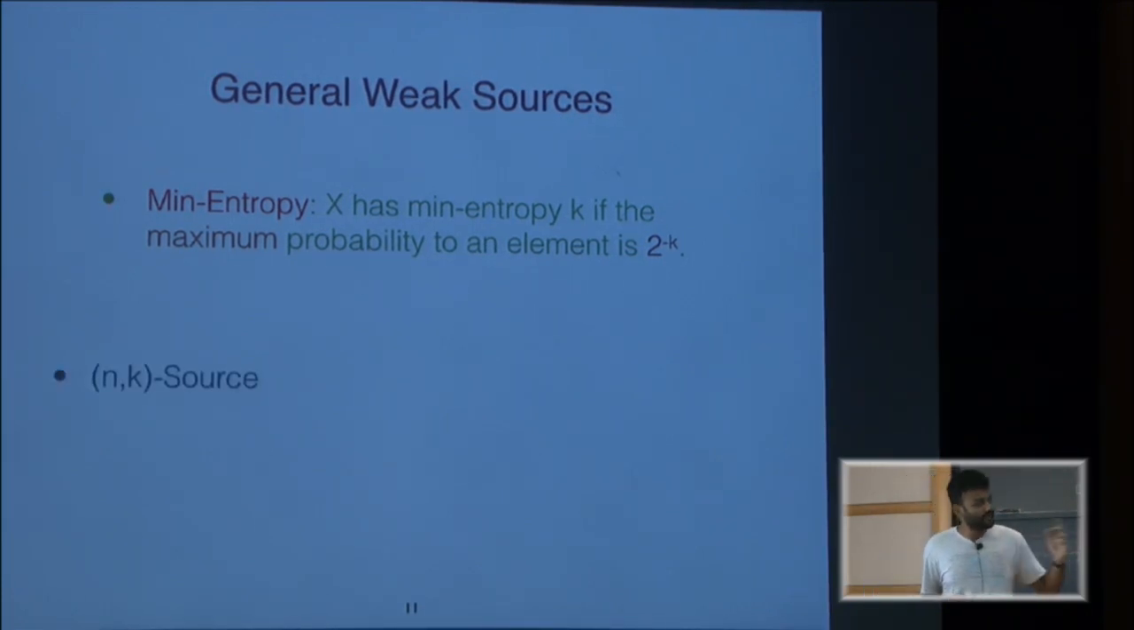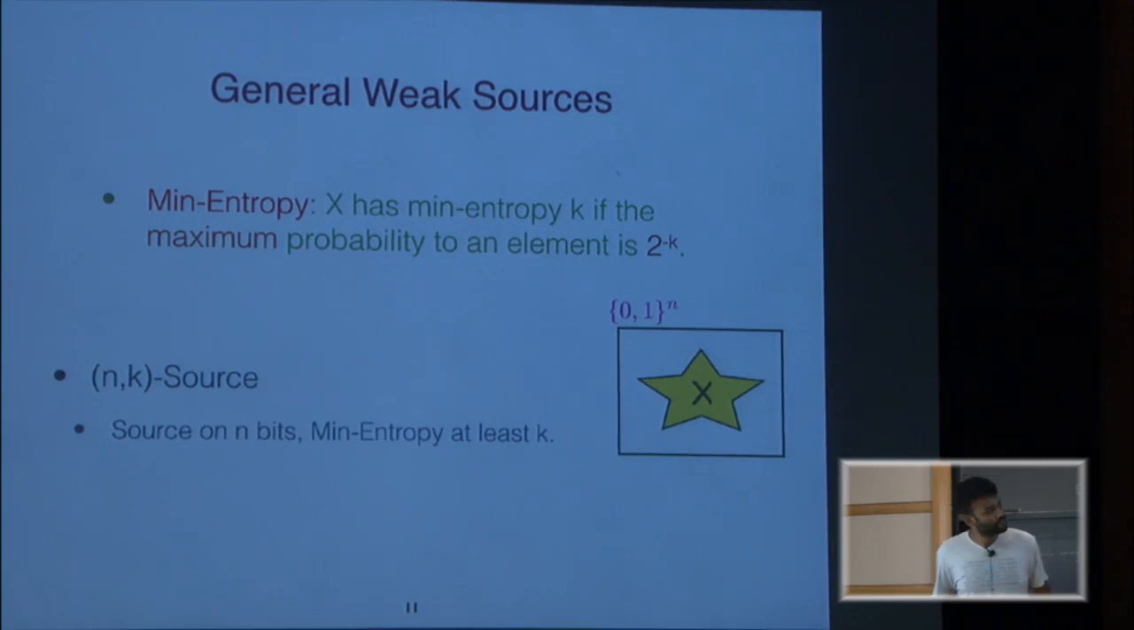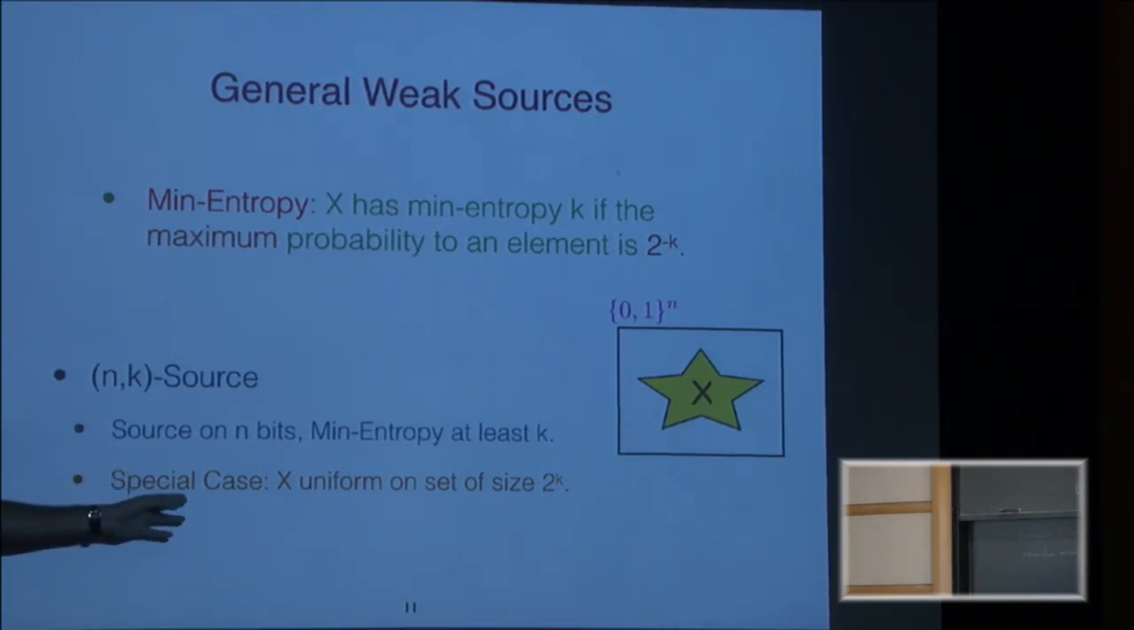And in this talk, we'll talk about (n, k) sources. These are distributions on n-bit strings, and they have min-entropy at least k. So {0,1}^n is the set of all n-bit strings, and your distribution X sits inside it. A special case to think of is, you choose your favorite subset of 2^k strings, and let your distribution be uniform on this subset. So it need not be a product set.